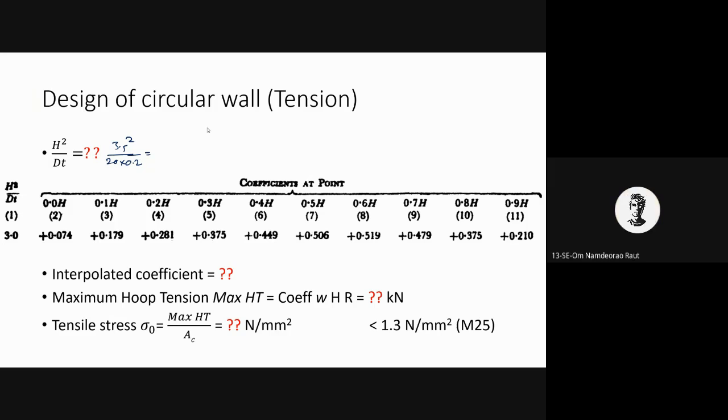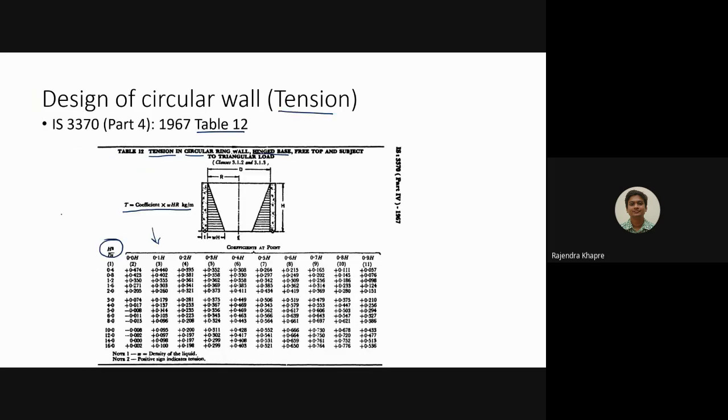Sir, 3.06. It is 3.06. Okay, so this is very close to 3. And if you see, we have a complete row for h square by dt value as 3. So if you are getting a value in between, like 3.5 or 3.6, then what we have to do is interpolate between 3 and 4.